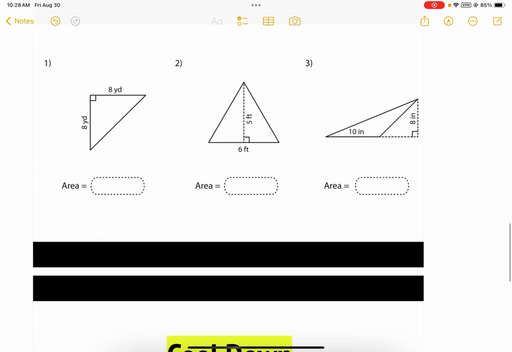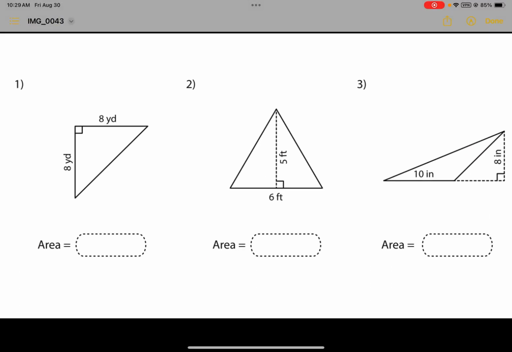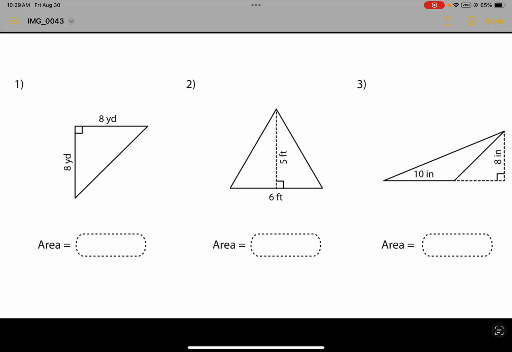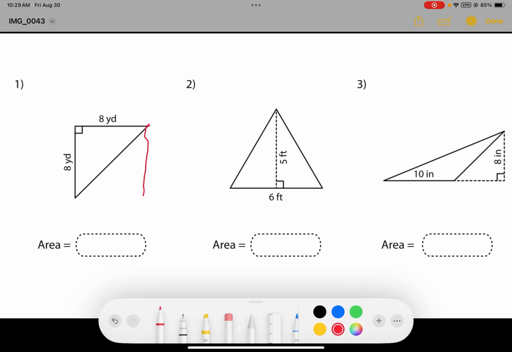Okay, so moving on to this last part. Since I know two identical triangles can make a parallelogram, I know a triangle is half of the area of a parallelogram. So I'm going to use that to find the area of a triangle. Since I know, if I could find the area of this square, for example, then I could cut the area of the square in half to just find the area of one of the triangles.